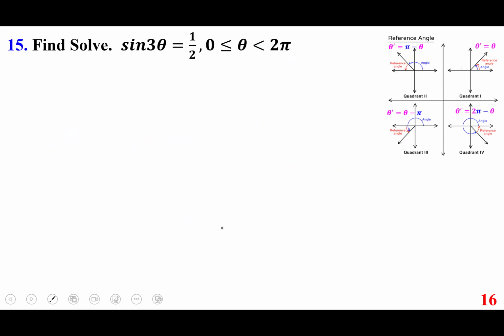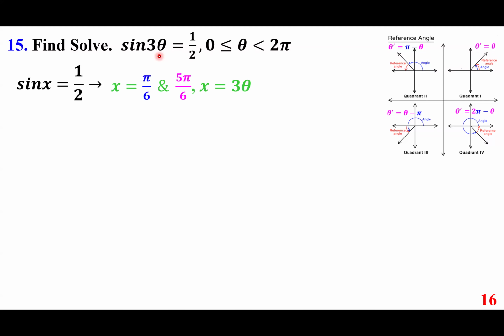Sine of 3 theta is 1/2. How do we handle multiple angles? First, assume it's x and go with x, and then we'll discuss the multiple angles. So if sine x is 1/2, okay, we know sine is positive in the first quadrant, pi over 6, and second quadrant, pi minus pi over 6, which makes it 5 pi over 6. And we are letting x represent 3 theta.